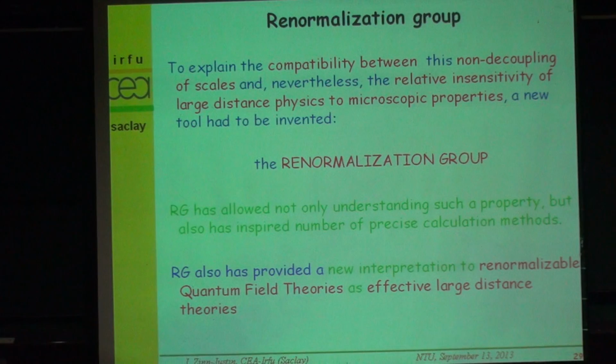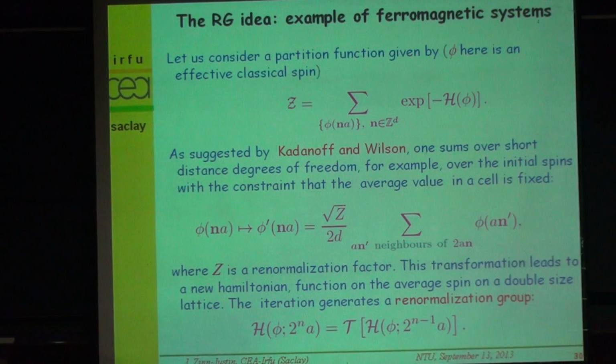So first, the renormalization group has allowed us to understand this. And second, the consequence is that the renormalization group has provided an interpretation of renormalized quantities as effective large-scale theories, which means temporary theories. Okay, I don't want to go into this again for lack of time, but just to refer to Kadanoff and Wilson again, they had a picture of the renormalization group as starting with the lattice Hamiltonian and grouping lattice points.